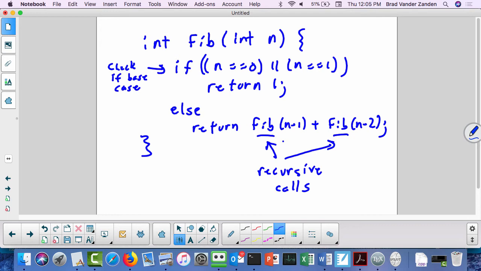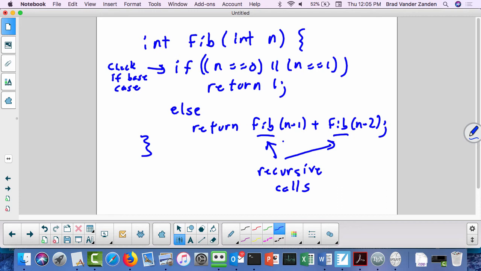Or if you decide that a negative number is an error, then you might say if n is less than 0, return, say, minus 1 to indicate an error condition, else if n is equal to 0 or n equals 1. The point is you just need to be careful and handle that negative case so you don't get into an infinite recursion.